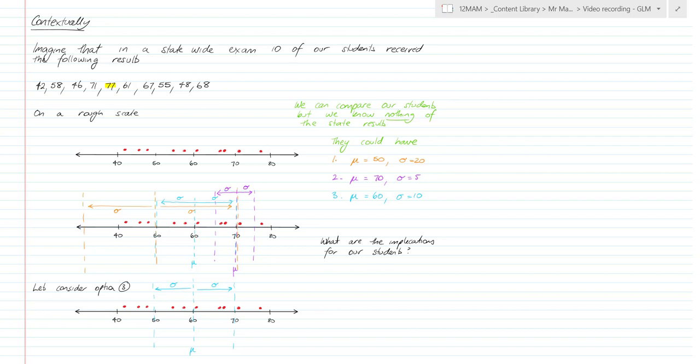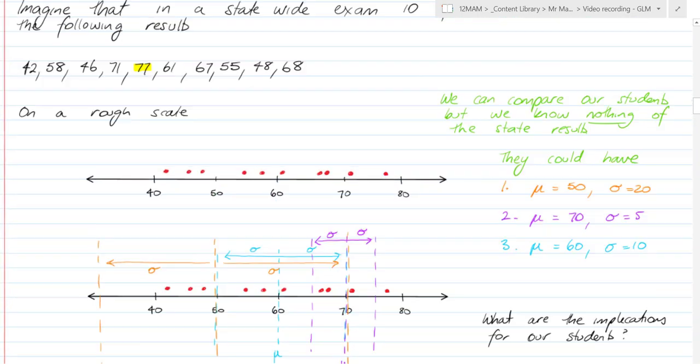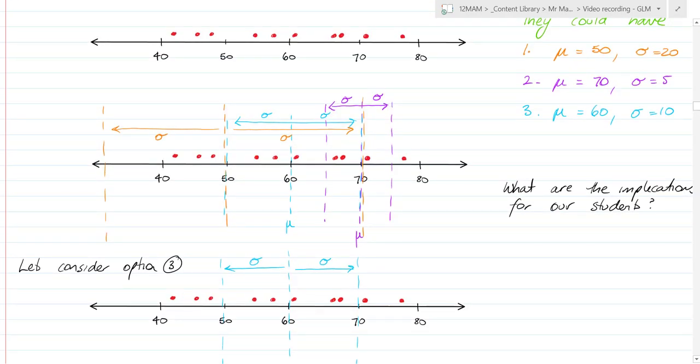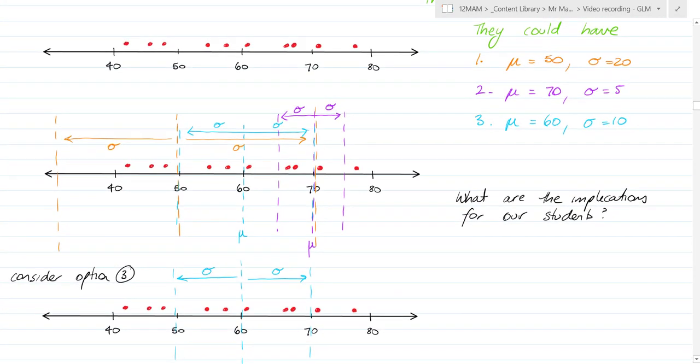Comparatively though, I've got 3 possible situations, and I've drawn them up in this graph, so I'm going to zoom in a little bit here. The orange option has a mean of 50 and a standard deviation of 20. That's a really spread out set of data. If that was the case, then for our school, 3 of our results would be below average, but 7 above average. And this one here, 77, is at least 1 standard deviation above average. 1 standard deviation finishes at 70, so it's 1 standard deviation and a bit more above average.